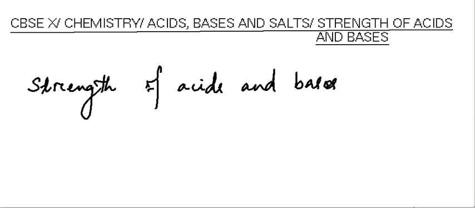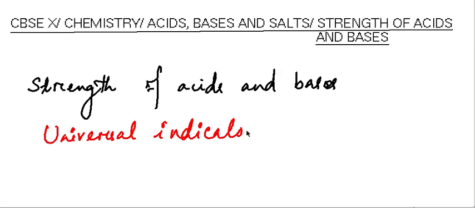Now, for identifying the strength of acids and bases, we can use an indicator called the universal indicator, which is a mixture of several different types of indicators. This type of indicator shows different colors because of the different concentrations of hydrogen ions.